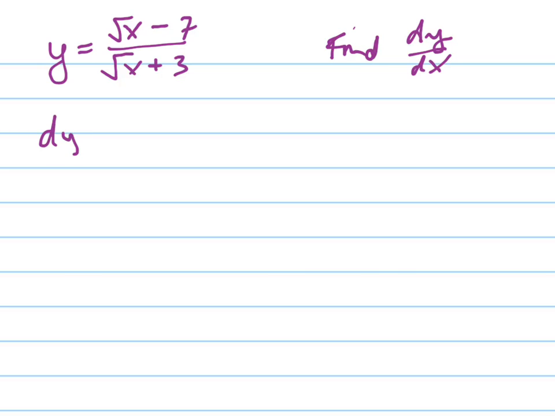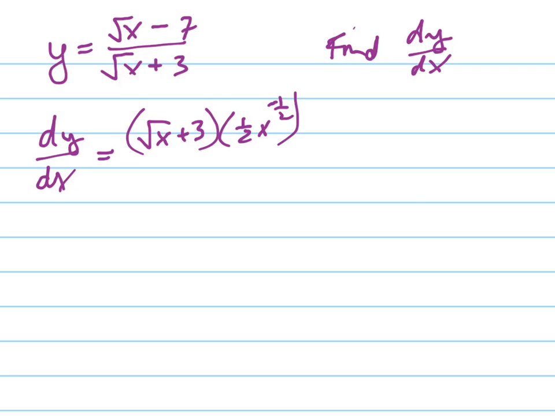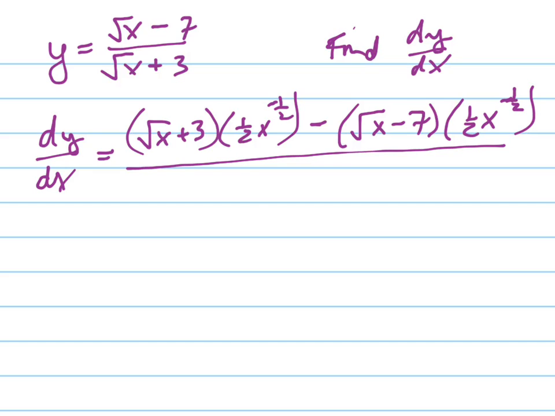So dy/dx, always show your work there, don't just write equals, because then it looks like you're saying y equals. So dy/dx equals, the quotient rule says low d high, derivative of the high would be 1/2 x to the negative 1/2, minus high, the top, d low, which is also 1/2 x to the negative 1/2, all over low squared, square root of x plus 3 squared. So that's the first step, and the next step is to simplify this.